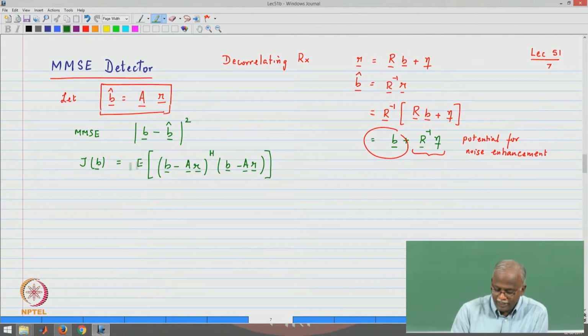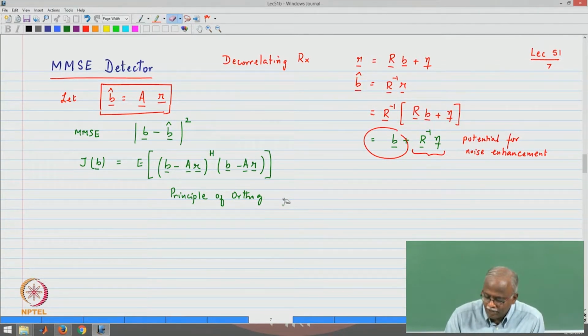So, the metric can be written in the following form, where it is an expected value of the magnitude squared, which is given by B minus AR Hermitian B minus AR. Now, one of the very powerful results in optimal filtering theory is something known as the principle of orthogonality. And what we would like to do is give an intuitive explanation for the principle of orthogonality and use that in our derivation of the MMSE receiver.